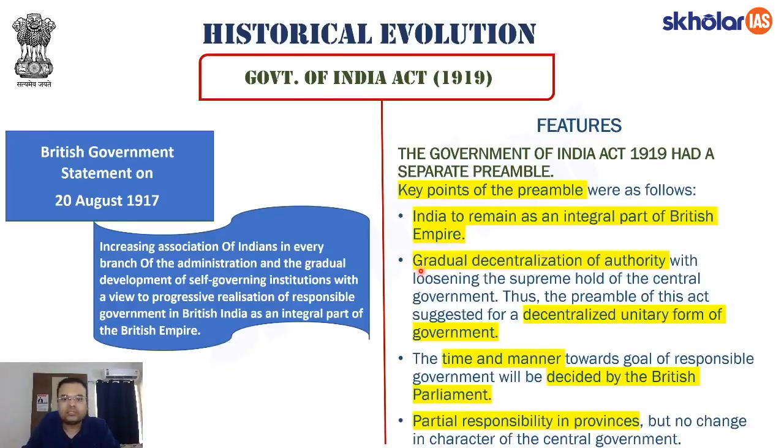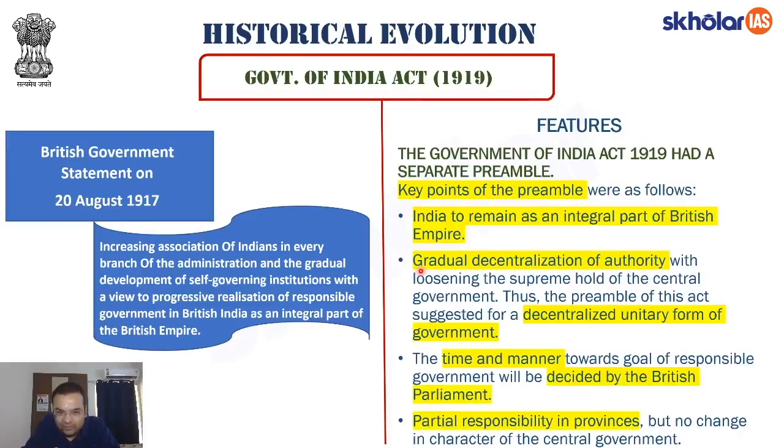Secondly, gradual decentralization of authority will happen. Now, students, we have studied about this in detail. The 1858 Act essentially centralized the powers of British India into the hands of the Governor General and, of course, the Secretary of State. This centralized nature of power continued for a very long time, and in 1919 the Britishers realized that they at least needed to make efforts to decentralize authority. Why exactly is decentralization of authority necessary?